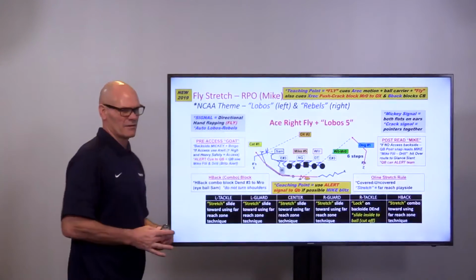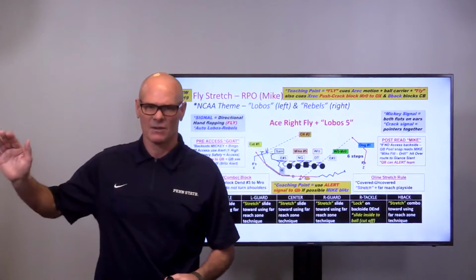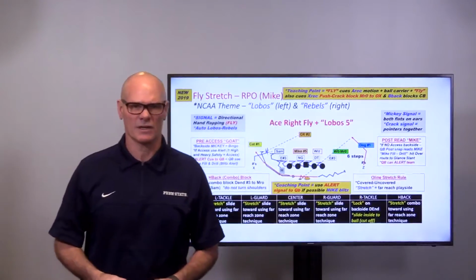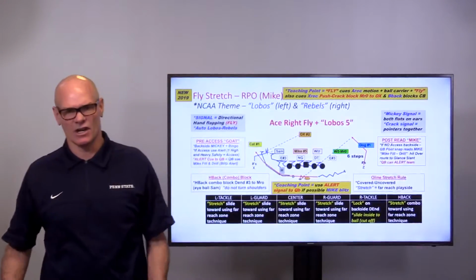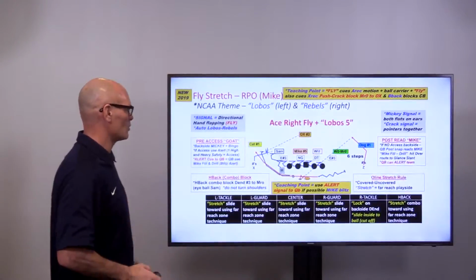So this would be Lobos 5. We're still just saying that, but this would be an ace right, and I'm going to go fly, and there's nothing else. It's automatically now we go to Lobos 5.